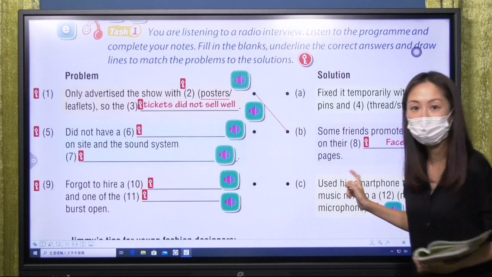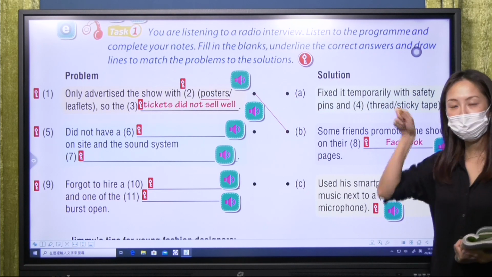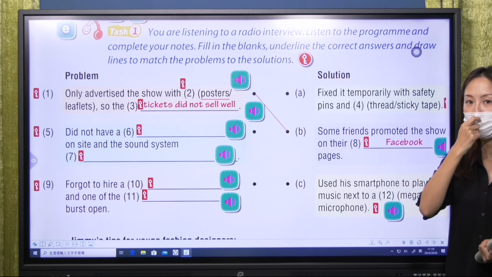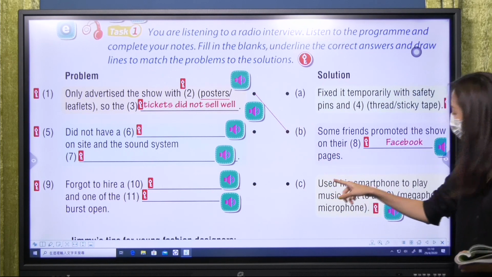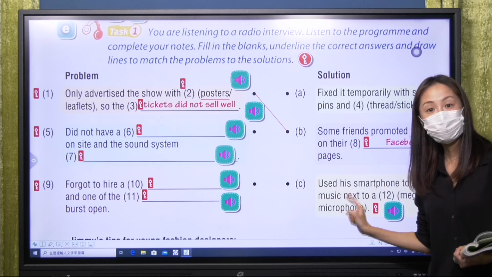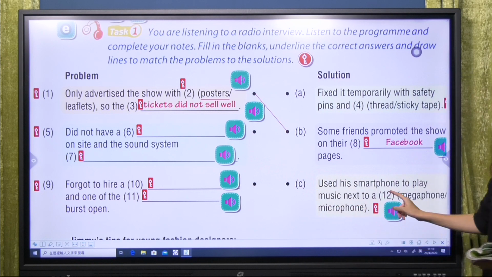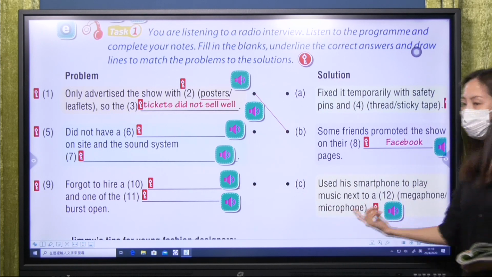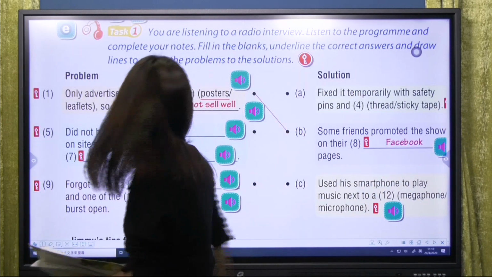what the solution might be? Fix it temporarily with safety pins. Pins, 針碼. Is it related to the sound system? I don't think so. Use his smartphone to play the music. Music, definitely related to sound. Next to a megaphone or microphone. Mega, big, micro, small. So let's listen.